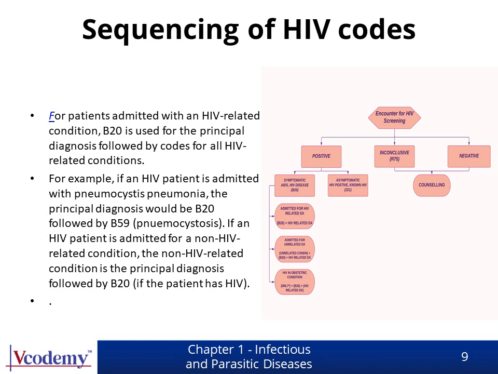If it is an HIV related condition which requires the treatment, B20 will be the principal code. If it is a non-HIV related condition which requires treatment, then the non-HIV related condition will be the principal diagnosis, the second code will be B20 followed by any other manifestations of HIV. Okay, hope this is clear.